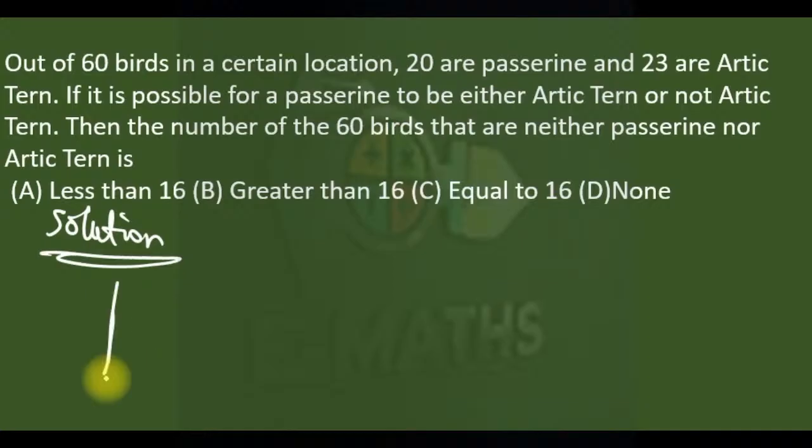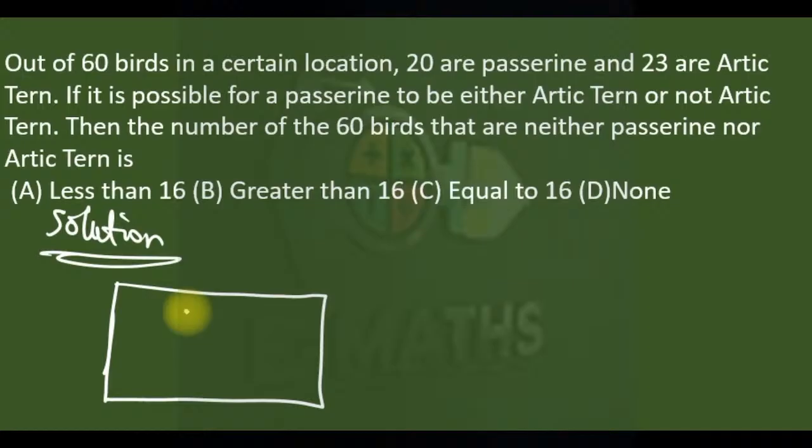So if I have a Venn diagram with 2 subsets, from this they say it is possible for passerine, so let's label this P and let's label this A. This is passerine, this is Arctic tern, and they say it's possible for a passerine to be either Arctic tern or not, meaning it can be found inside this A, and it can also be found outside.